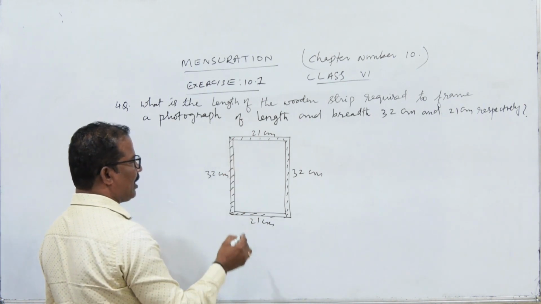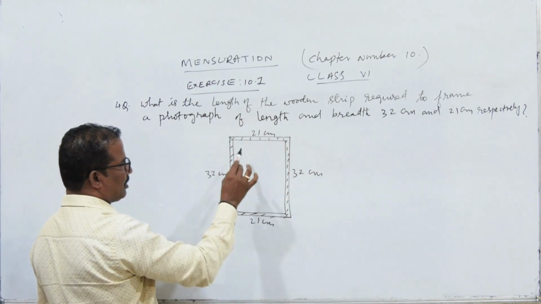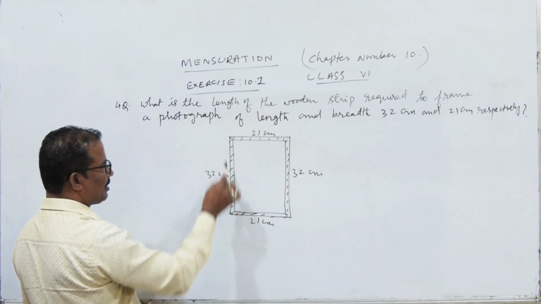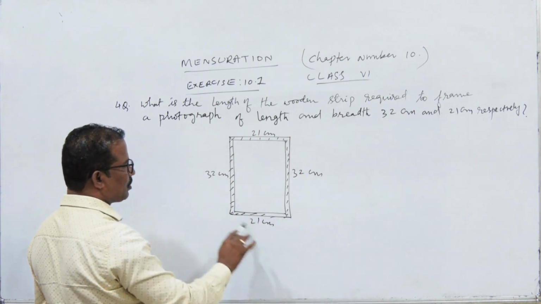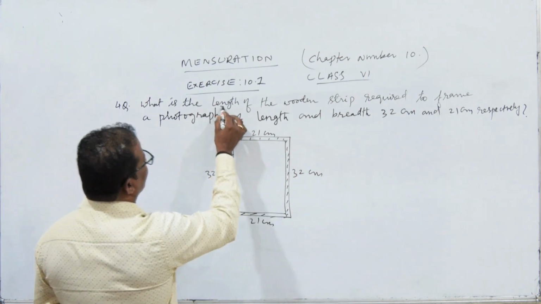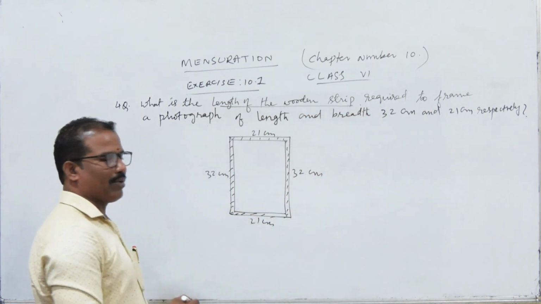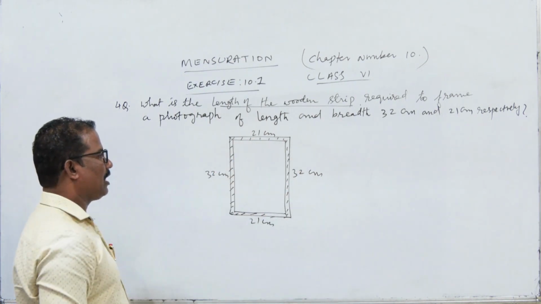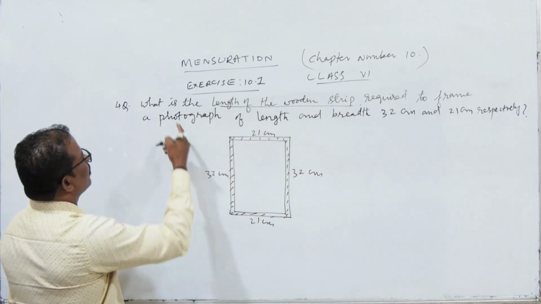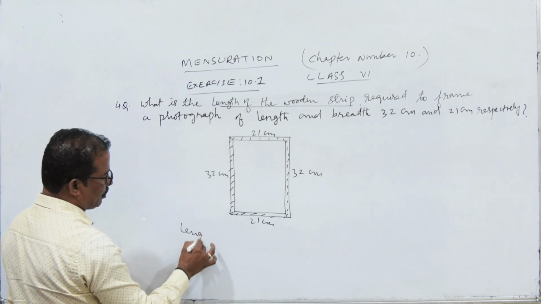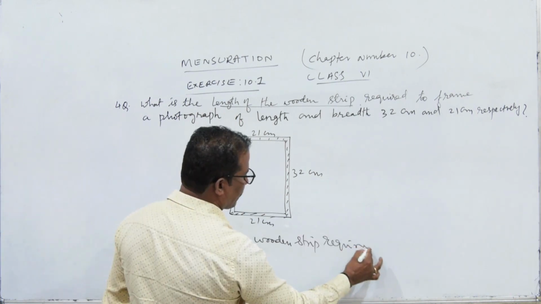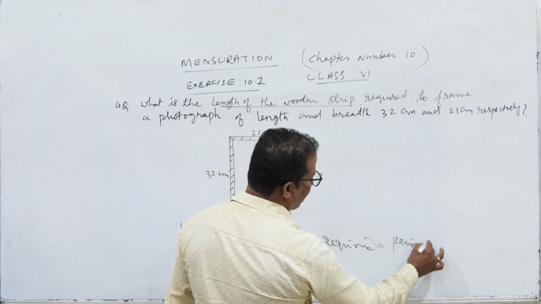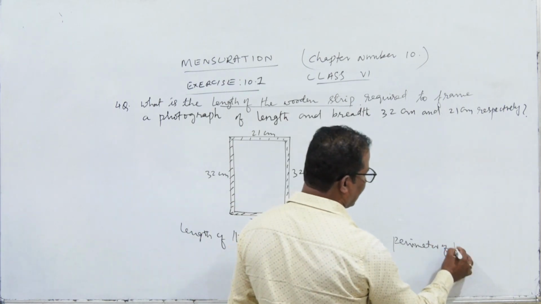So how much length is required? That will be the total length of this boundary. That means this 21 centimeter, then 32 centimeter, then 21 centimeter, then 32 centimeter. The total sum of all the boundary will be the length of the wooden strip required for this photo frame. Understand all of you? So we need to find the total perimeter of this rectangular photo frame. So the length of the wooden strip required is equal to the perimeter of this rectangle.